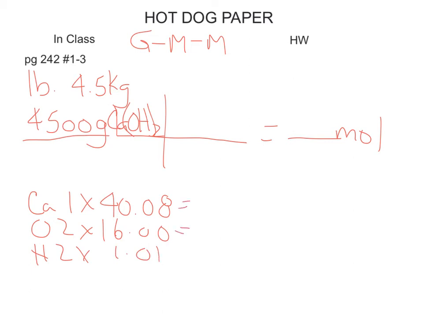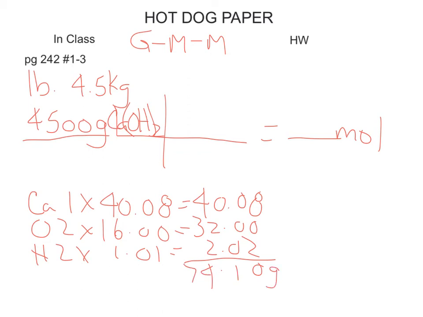And so we multiply across: 40.08, 32, and 2.02, and now we add down, so we get 74.10 grams. So we know that goes on the bottom, 74.10 grams of Ca(OH)2. And on the top, that's in 1 mole of Ca(OH)2.